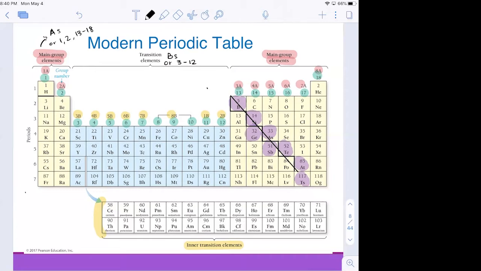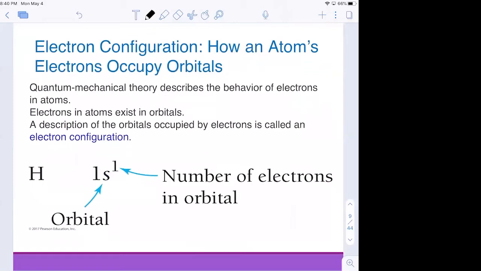So again, things on the left are metals. This little corner over here on the right are the nonmetals. Lovely. All right.